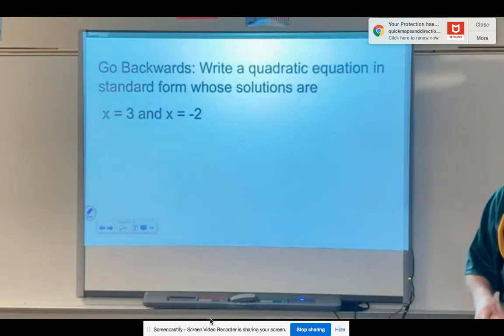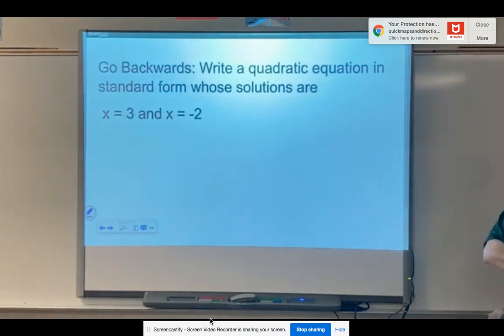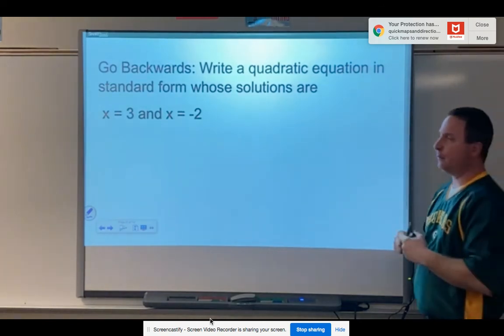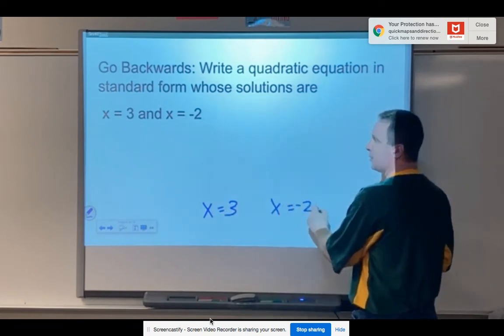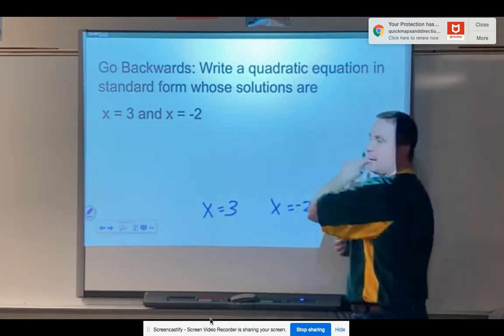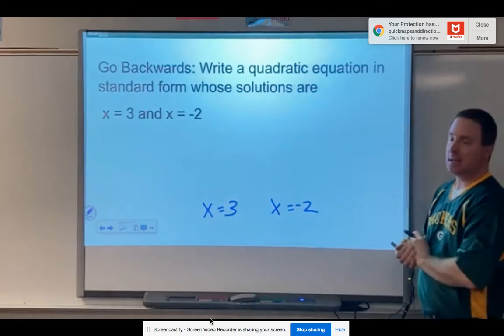Okay, we're going to go backwards. Okay, boom. Write a quadratic equation in standard form whose solutions are that. Well, what this is saying is, if x equals 3 and x equals negative 2, we want to work our way backwards and come up with a quadratic equation where that came from.